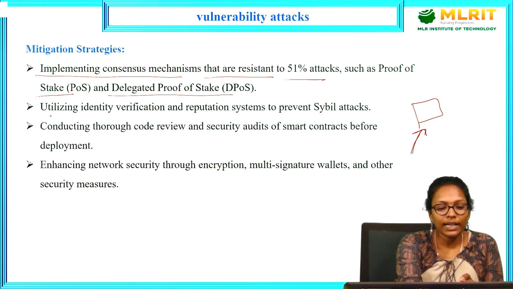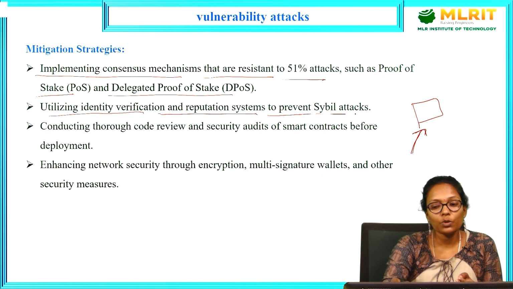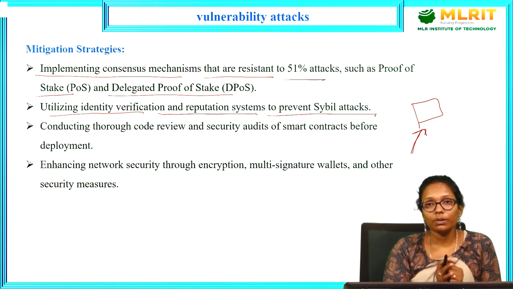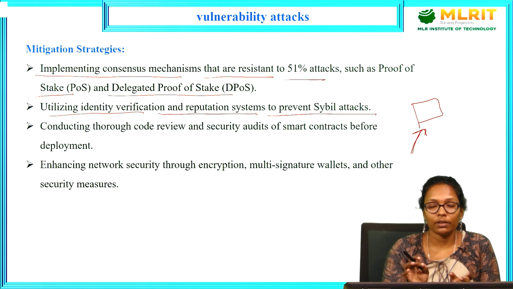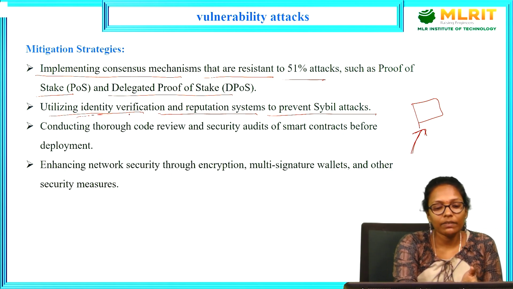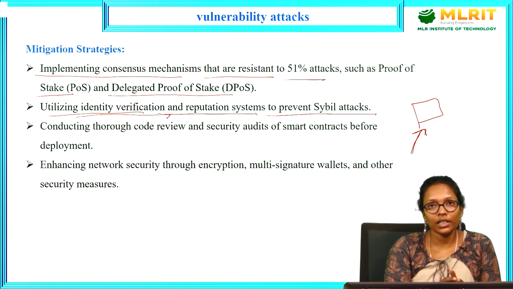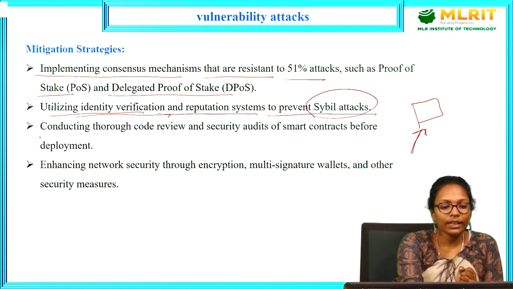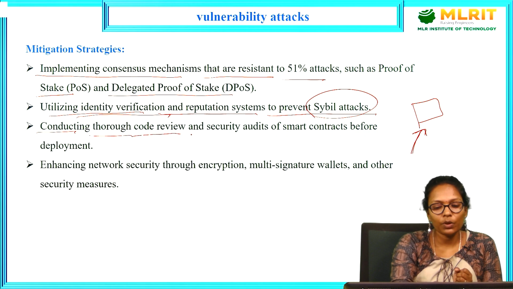Next, utilizing identity verification and reputation systems to prevent Sybil attacks. In a Sybil attack, what happens? A single node acts as multiple nodes. It creates fake identities. So if we provide a strong identity verification process, then you can overcome the Sybil attack also. And conducting thorough code reviews and security audits of smart contracts before deployment.